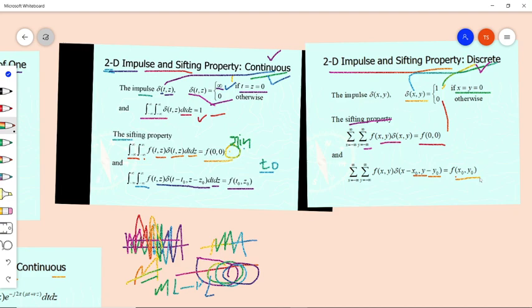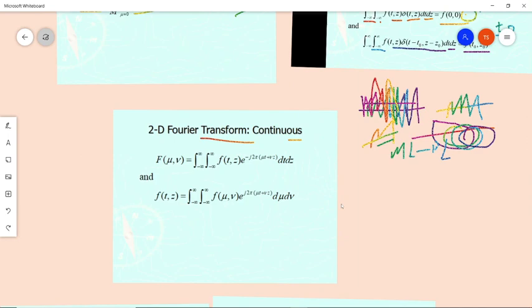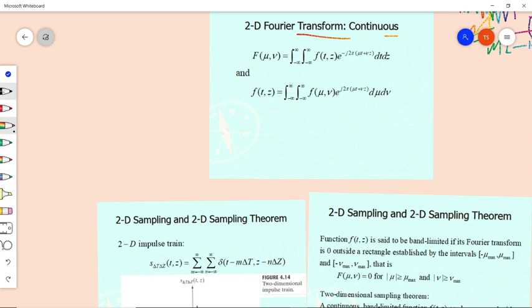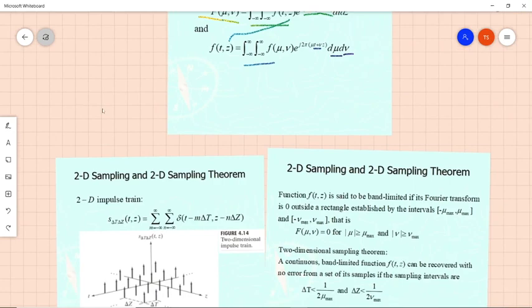These are the impulse and shifting properties. From those we are now defining the Fourier transform. The Fourier transform F of mu comma v is defined as the double integral from minus infinity to infinity of f of t comma z times exponent of minus j 2 pi (mu t plus v z), with respect to dt dz. And from this, the double integral of f of t comma z is equal to the double integral from minus infinity to infinity of F of mu comma v times exponent of j 2 pi (mu t plus v z), with respect to d mu dv. So the 2D Fourier transform is defined.